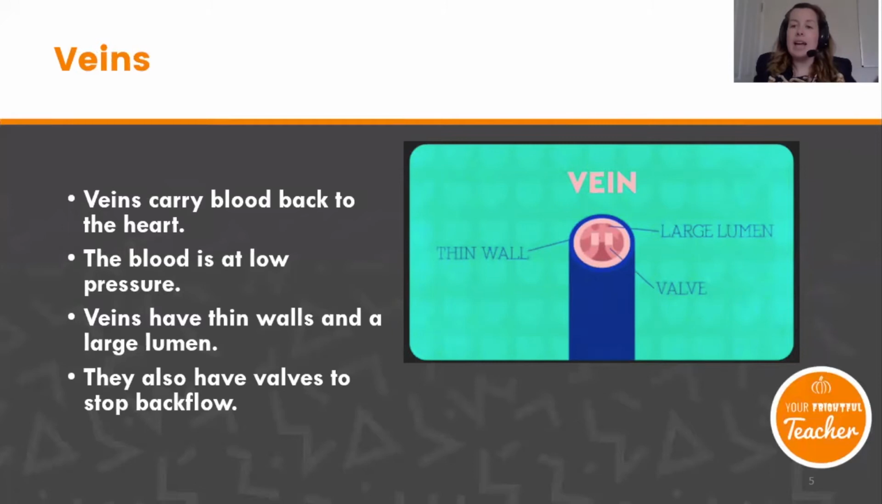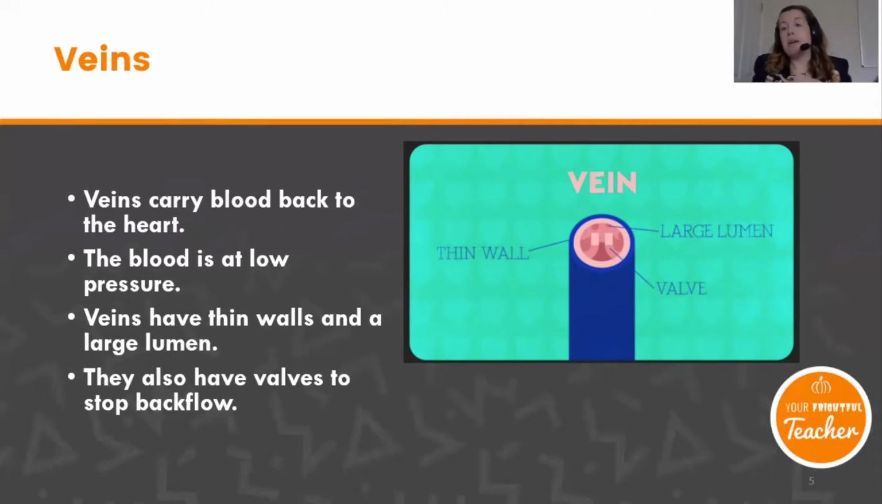Next, we're going to look at veins. Veins carry blood back to the heart. So the arteries deliver it around the body. We then have something called a capillary where the exchange happens. We'll talk about that in a second. And then the veins bring all that blood back to the heart.